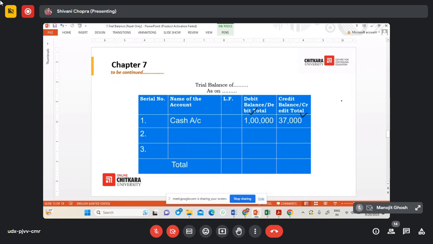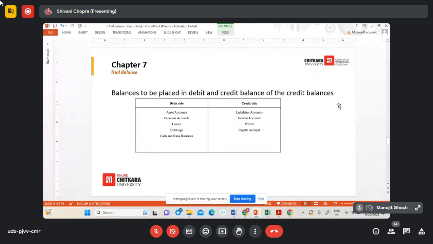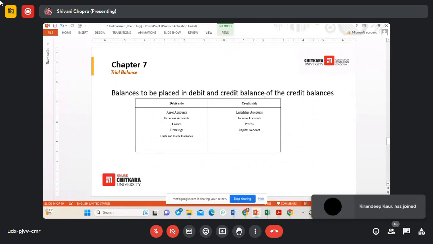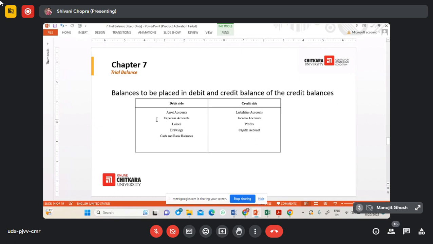But which method do we follow generally? We follow the balance method. The total method is not common, and we would be following the balance method. Balances are to be placed on the debit and credit side. All the assets, which have a natural balance on the debit side, we'll place on the debit side. To name a few, we have asset accounts, expense accounts, losses, drawings, and cash and bank balances. And on the credit side, we have liabilities, income accounts, profits, and capital account.